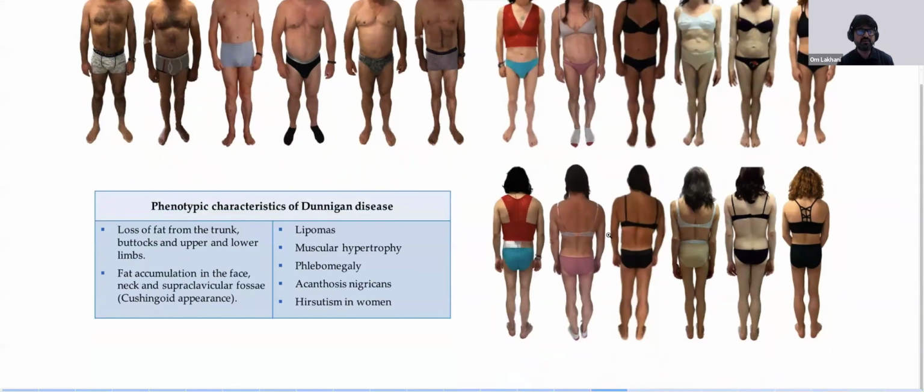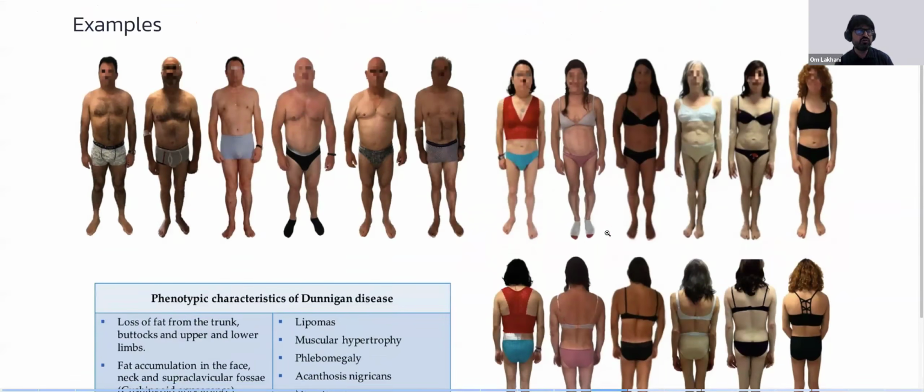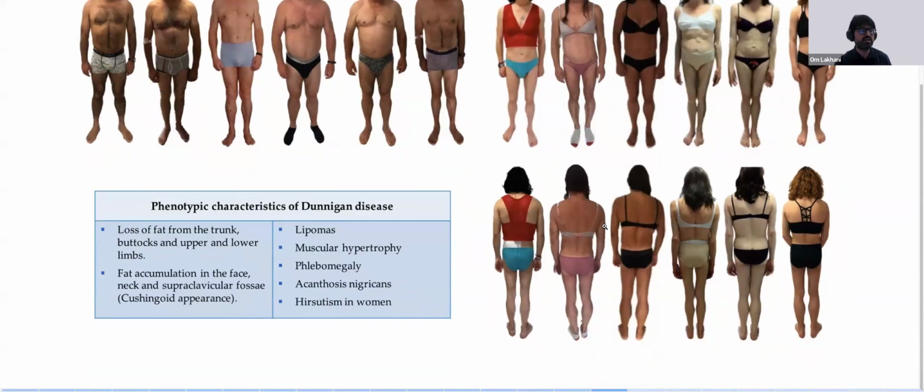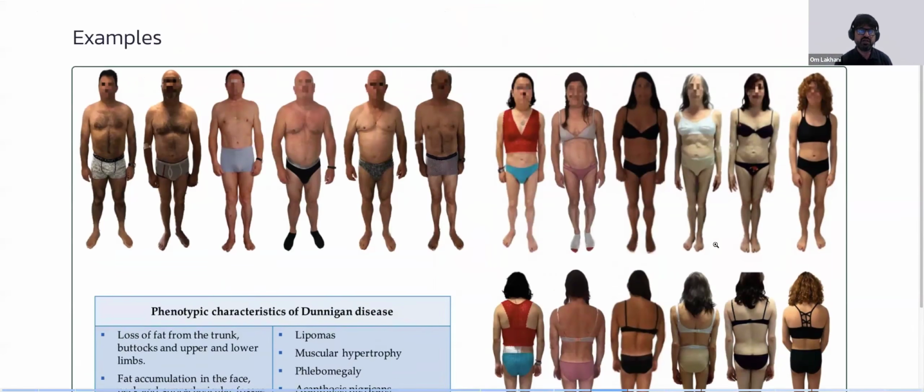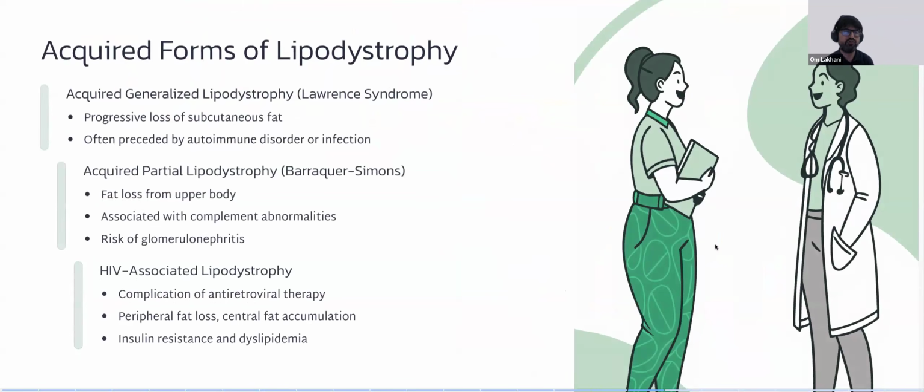This is a condition called Dunnigan syndrome, where you tend to have loss of fat from the trunk, buttocks, and upper part of the body, and fat accumulates in the face and supraclavicular fossa. So they actually appear Cushingoid, right? They of course have acanthosis, and in women they have other features of insulin resistance. So this is very typical, something like Cushing's, right? So you have central fat, but the limbs are actually thin, right? A stick-like figure, right? A potato-on-sticks figure, they say, right? That kind of figure, right?